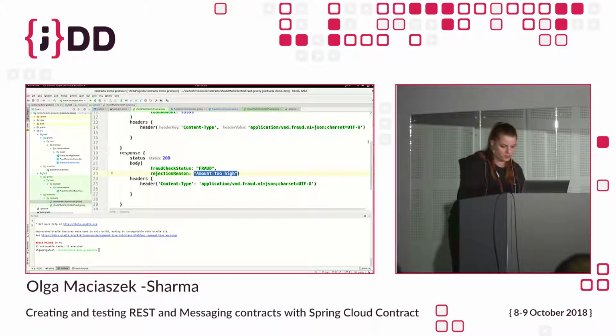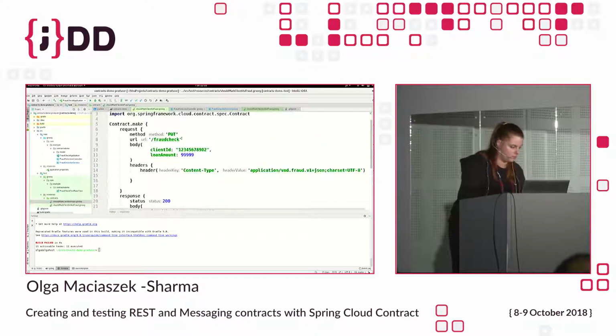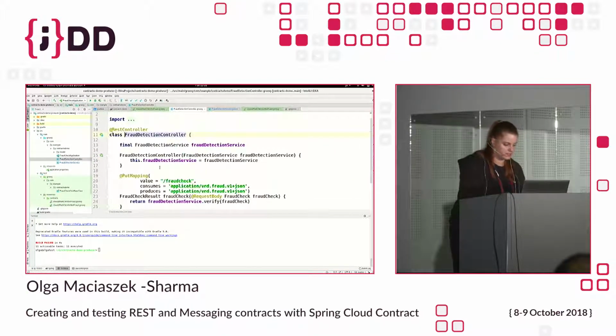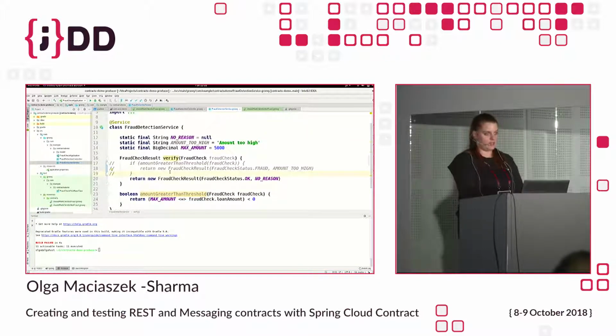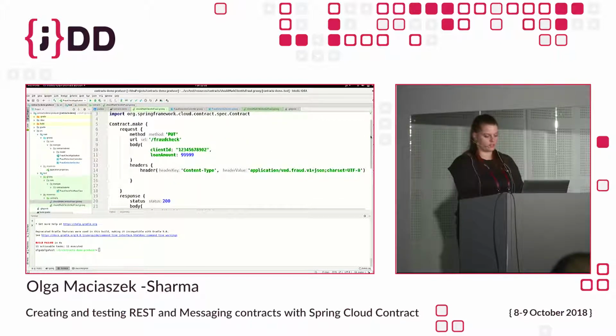So this is a demo project. This is a very simple app that basically has an endpoint and is checking if the client that wants to take a loan is a fraud or not, and has a very simple service that has an if. It's, of course, only a demo code. But as you see, we have just commented it out to check what happens. So this is the implementation that should be there. And this is the implementation we check for in the contract.